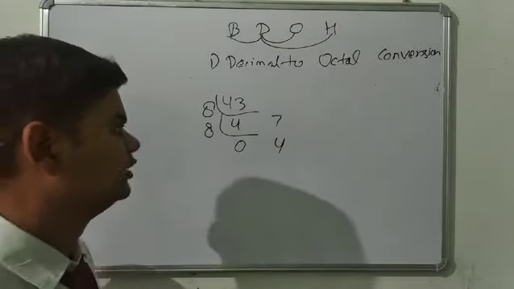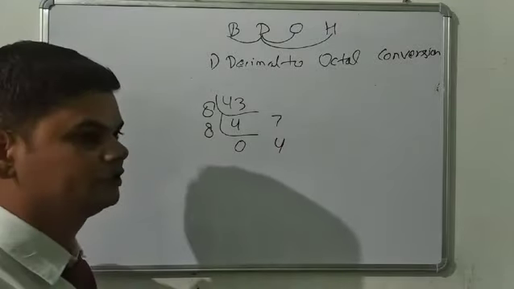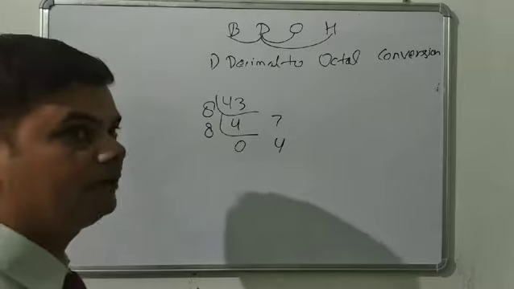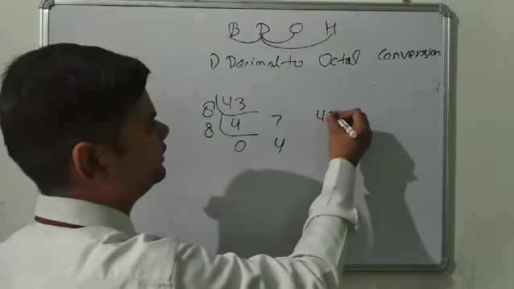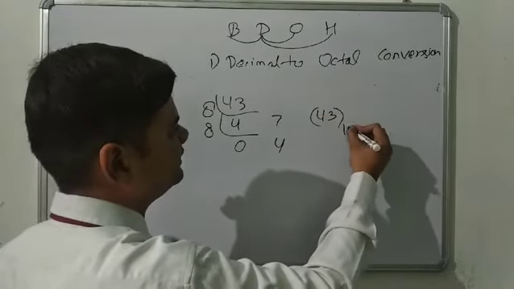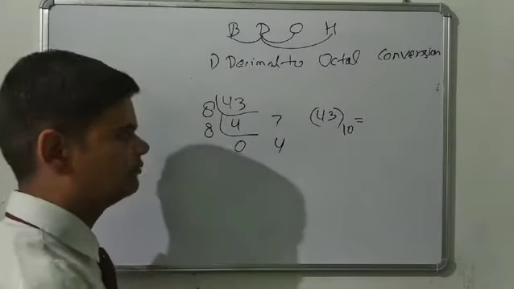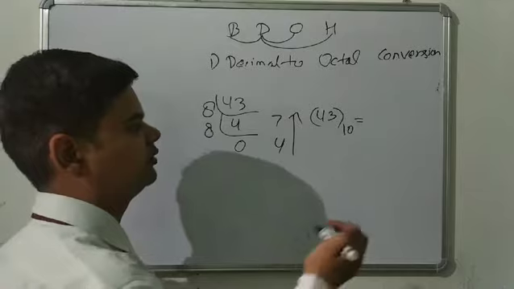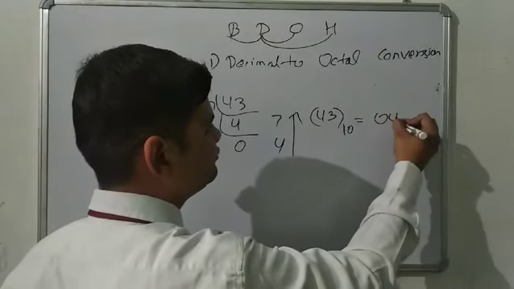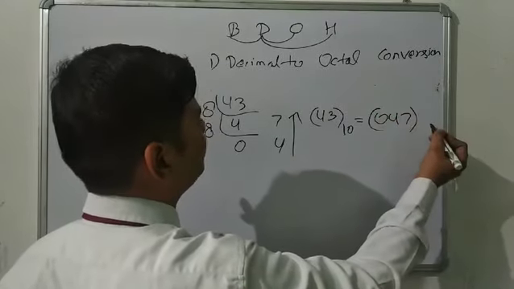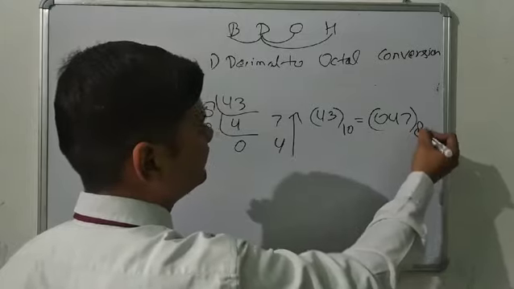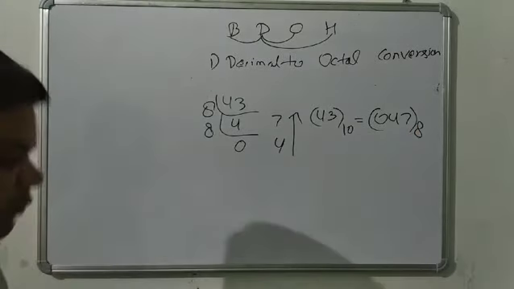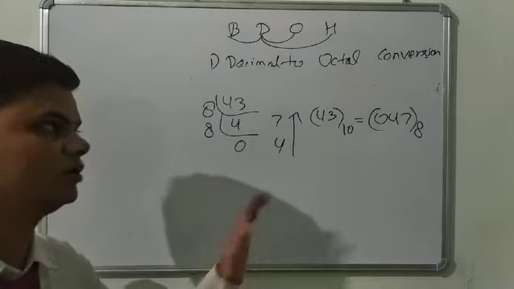So we simply divide 43 by 8, and then we write down 43 with its base, which is 10, because that is the decimal number, and we write the remainders in bottom to up order. So the answer is 0 5 3, and we write the base 8. With the help of this method, you can convert a decimal number into the octal number system.